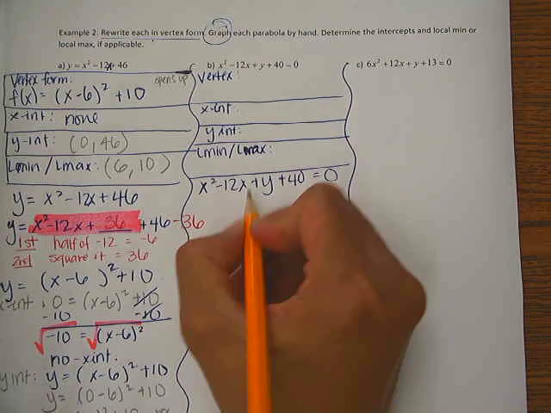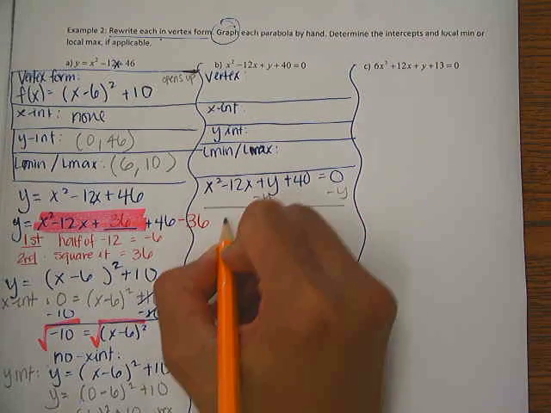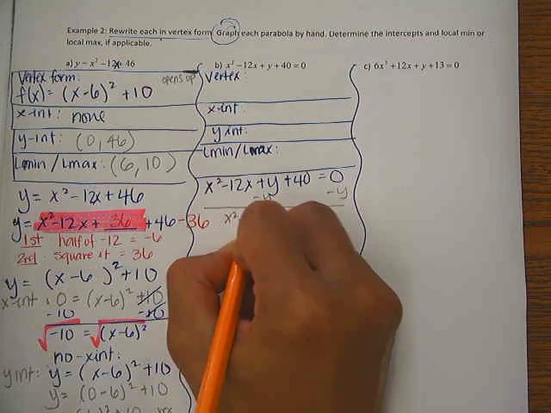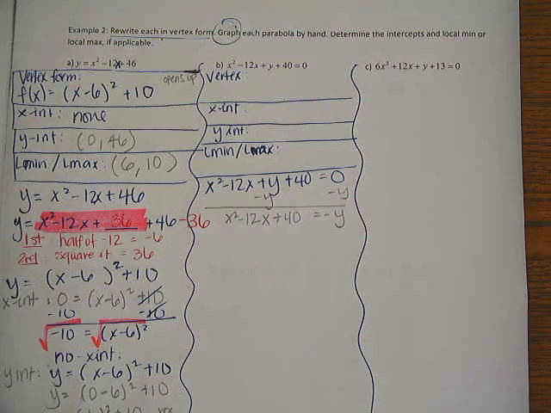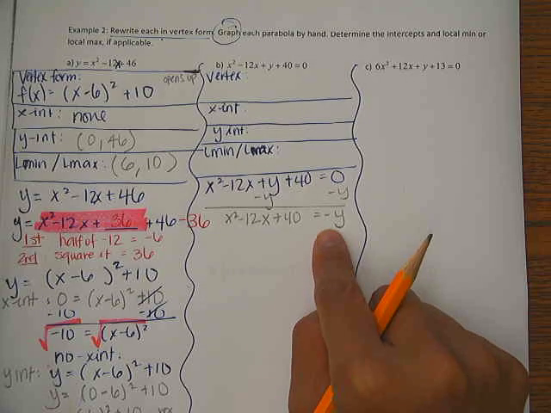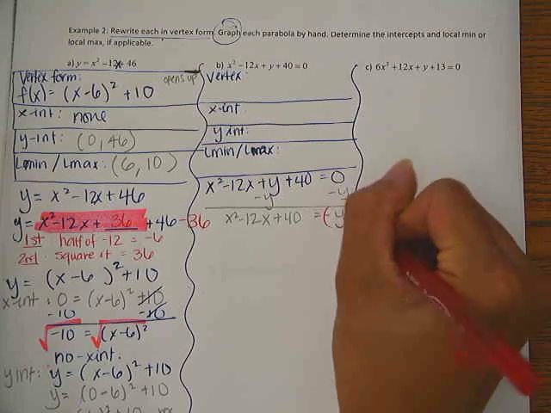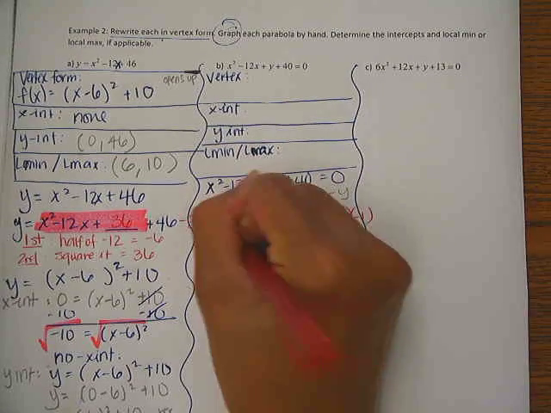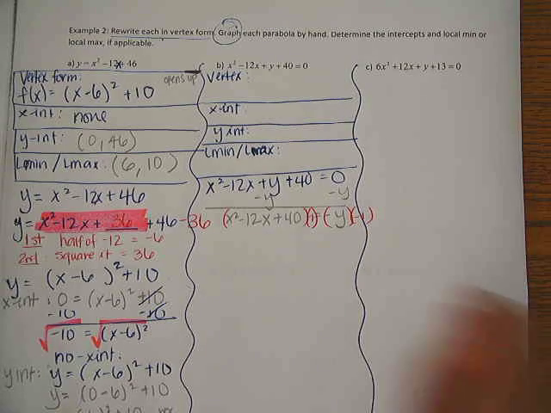Okay, so let's do it. Minus y, so here we go. We are going to end up with x squared minus 12x plus 40 equals negative y. Well, I can't really have a negative y, so we're going to multiply both sides by negative 1 to get rid of it. So multiply this side by negative 1, multiply this side also by negative 1. What you do to one side, you have to do to the other.